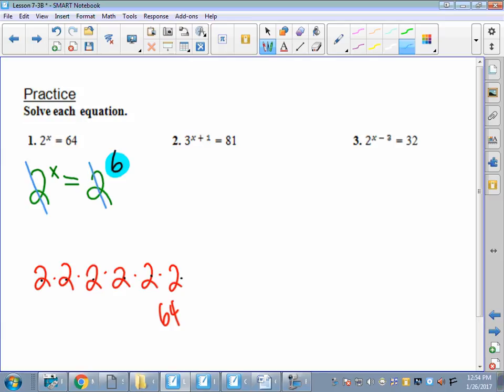Once I've got the same bases, I can cross those guys out. Now I know that x is 6. Equation is solved. I get the right answer. Nice, right? So number 2, let's do the same thing.